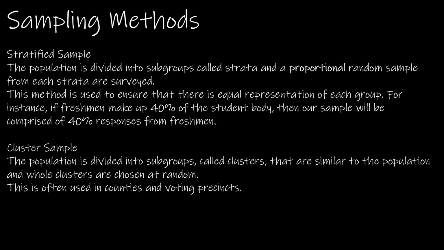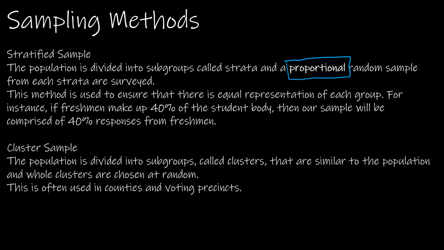The next two sampling methods are the stratified sample and the cluster sample. And I've put these on the same page because students often get these two confused. The stratified sample has everything to do with the word proportion. So in a stratified sample, we are very interested in making sure that a specific characteristic is equally representative in our sample. So for instance, if freshmen make up 40% of the student body, then our sample would be comprised of 40% responses from freshmen.